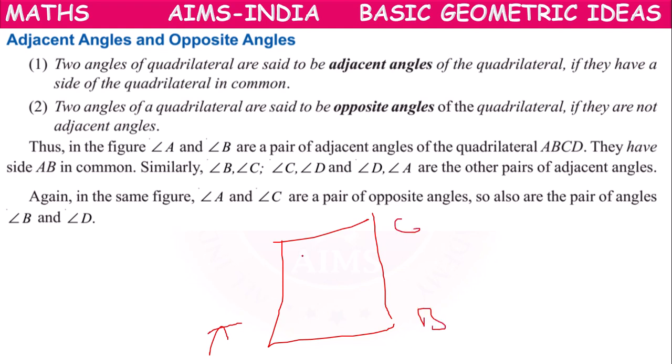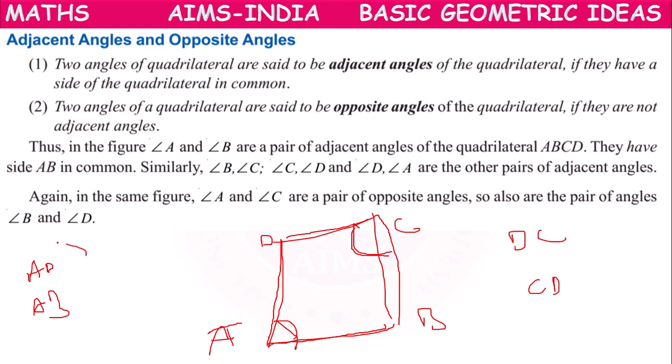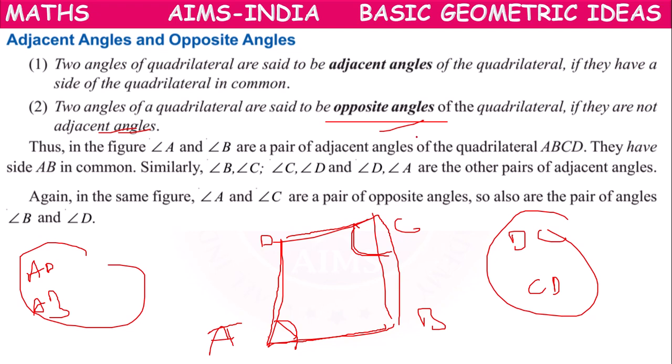in ABCD quadrilateral, if you take angle A and angle C, angle A is made up of line segment AD and line segment AB. Angle C is made up of line segment BC, line segment CD. There is no common side in the formation of the two angles. So they are not adjacent angles. So they are opposite angles.